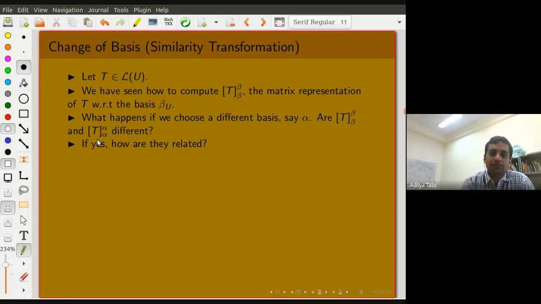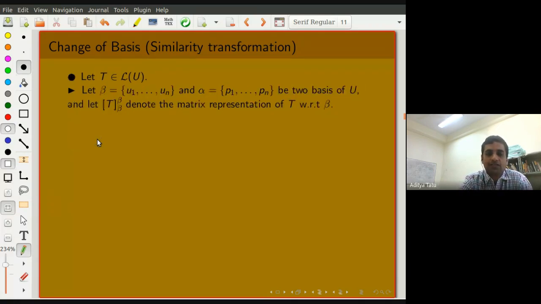Not in terms of theory. In theory, we know these are two matrices which represent the same linear transformation, but computationally, how are these two matrices related? That is the question we are going to answer next. So let beta and alpha be two bases of the same n-dimensional vector space U, and let us say we have already found out T beta beta.